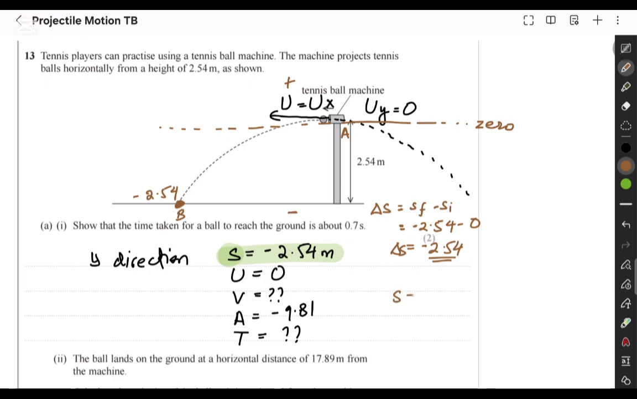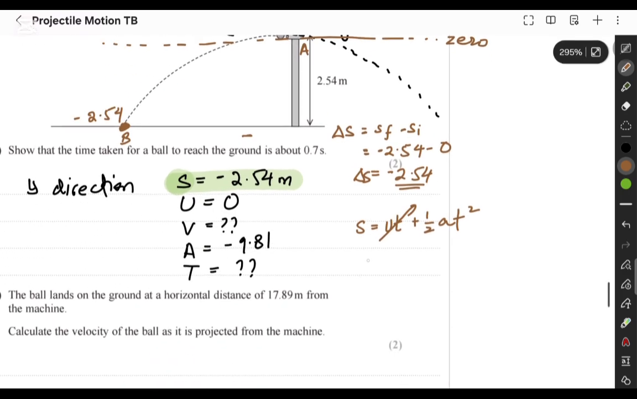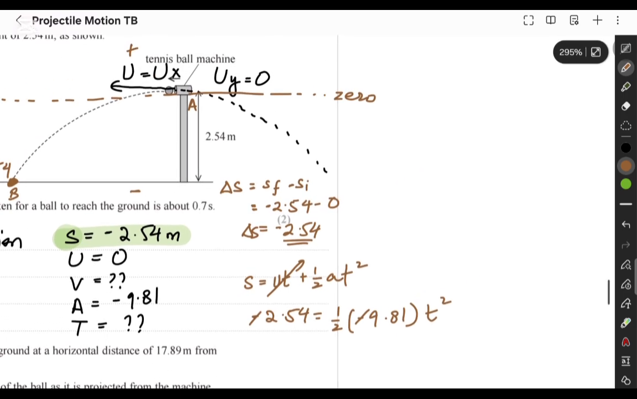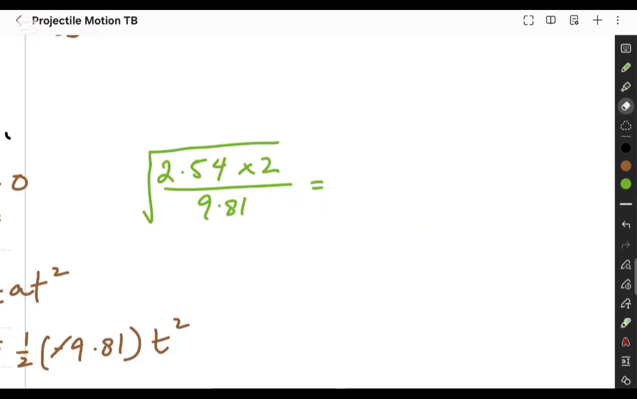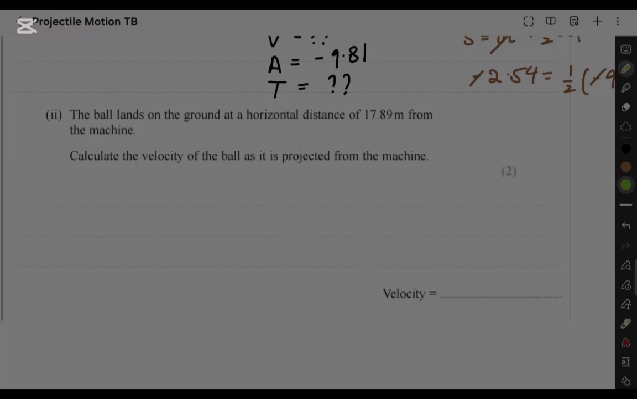Now for the equation, we can use S equals ut plus half at squared. This is going to cancel out because u is 0. We're going to end up with minus 2.54 equals half times minus 9.81 times t squared. The minus will cancel out, and then we're going to have t equals the square root of 2.54 times 2 divided by 9.81. So we get the answer as 0.72 seconds, which is approximately 0.7 seconds.